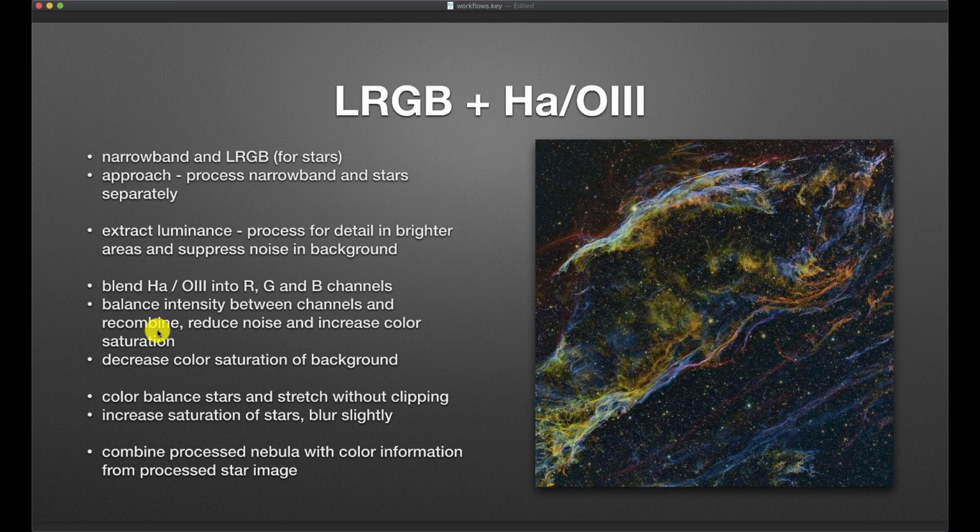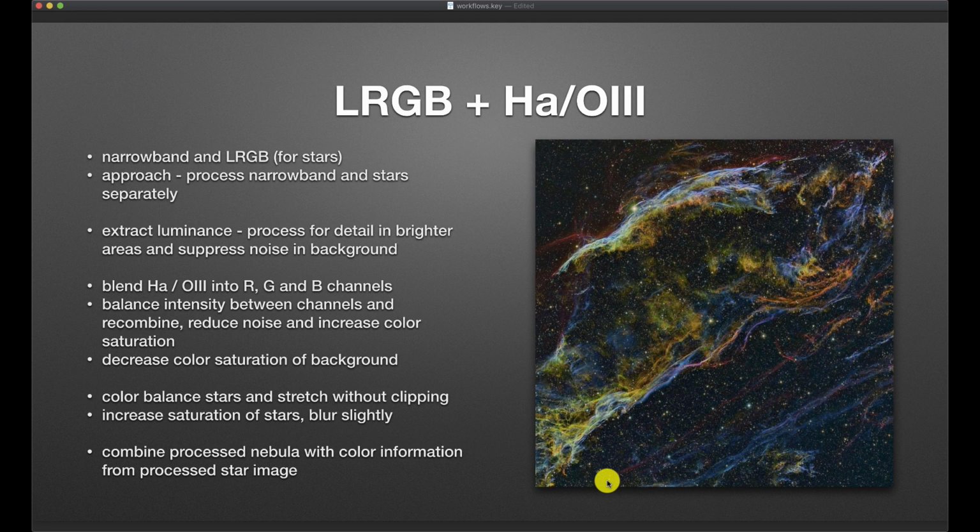We're going to reduce the noise and increase the colour saturation, and then decrease the colour saturation of the nebula background. So here you've got very faint tendrils of different emissions. So again, finding parts of the sky that are truly neutral and without nebulosity is quite tricky. And on the star side, again, as before, we're going to colour balance the stars and stretch without clipping, increase the saturation of stars and blur slightly, and then combine the two together so you have fairly regularly coloured stars on top of a false colour image. So that's quite a complicated one.